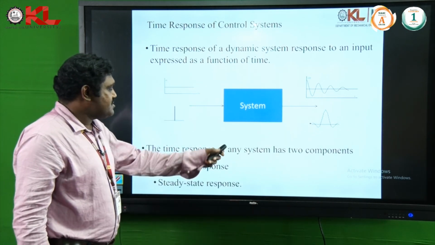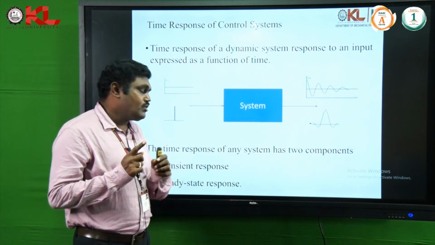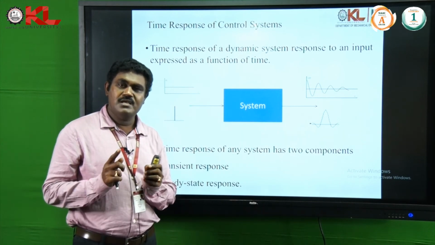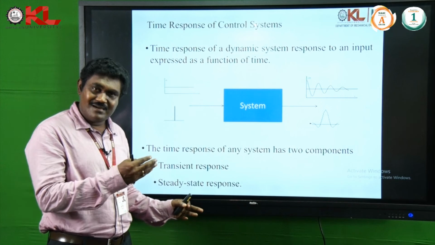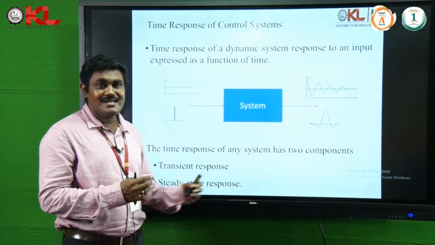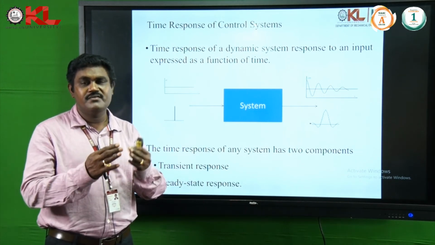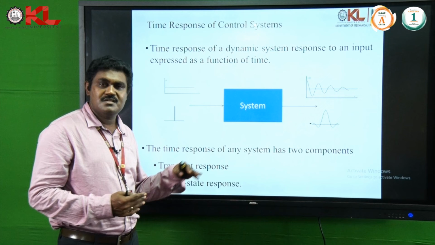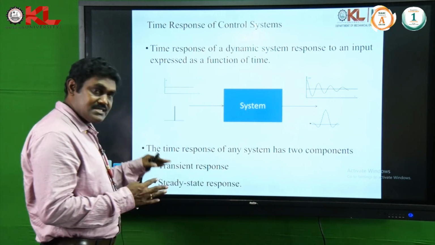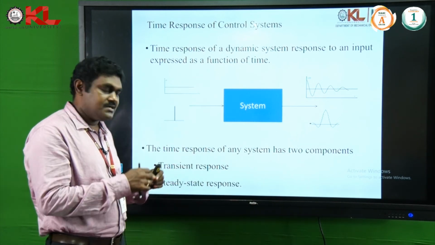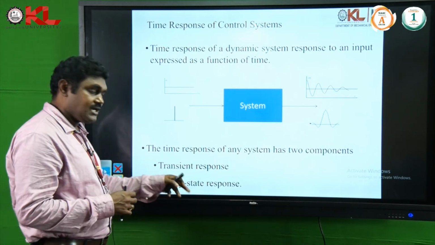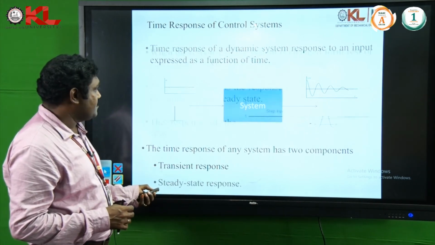The time response of any system has 2 components. We are going to analyze the time response of any system, either its transient response or steady state response. Based on what type of response is there, we are going to analyze. Basically, time analysis has these 2 responses, the transient response and the steady state response.